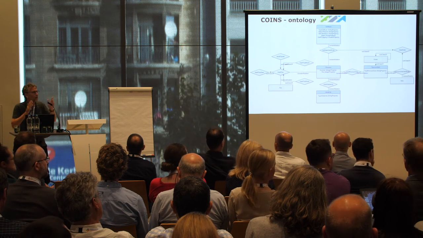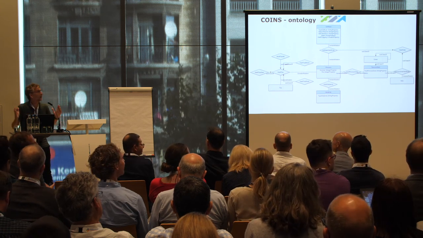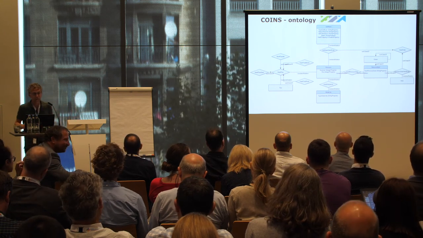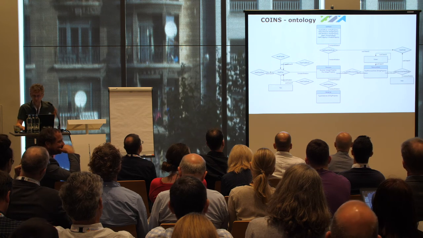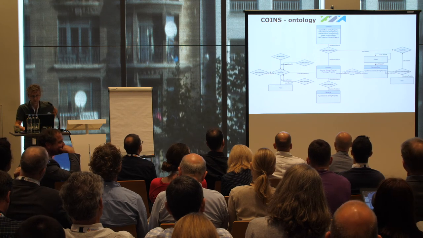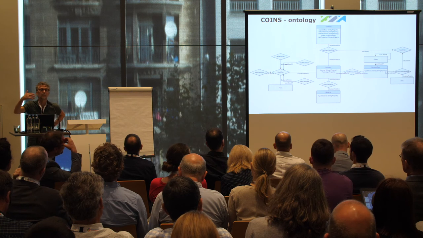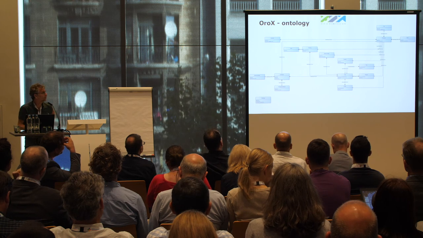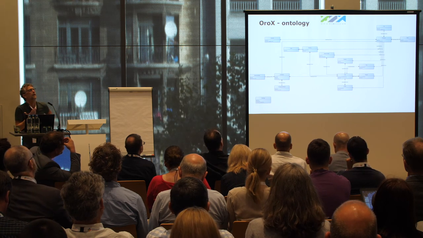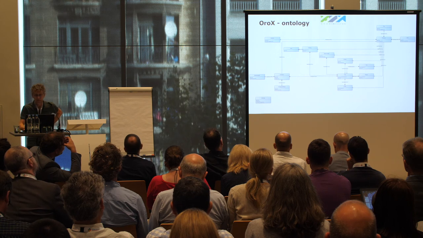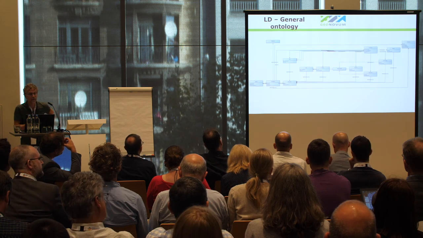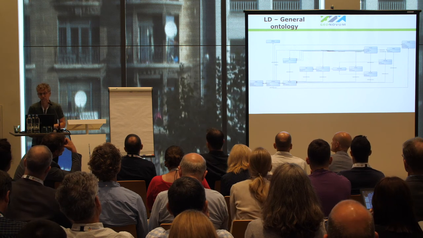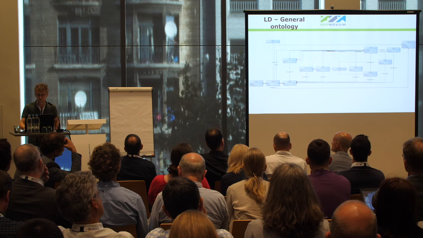Yeah, you're laughing. You were also there. That was a setback that we had to face. But it was manageable. So there were three ontologies that were created. This is the COINS one, which is dealing with the BIM, building information model domain. There is an AUROX ontology, which was dealing with the sewage network domain. And there is one we call the linked data general ontology, which also includes SHACL in its meta model.